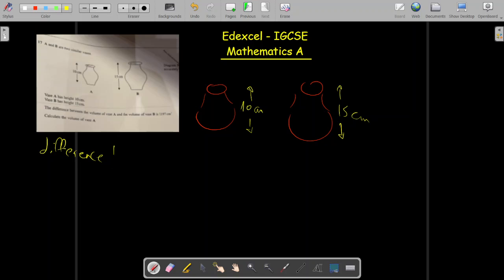Saying that the difference between vase A and vase B is equal to 1197 centimeter cube. This is the difference between the volumes, the V, or the volume of both of them.